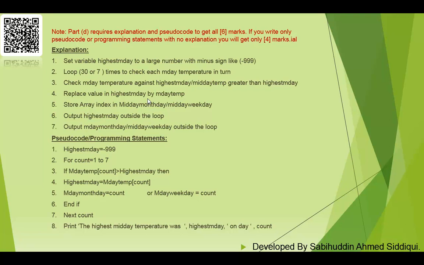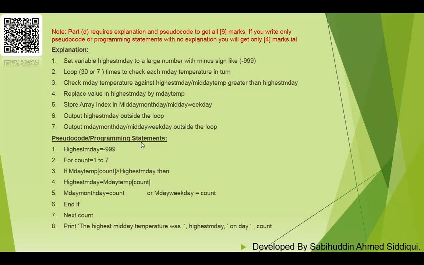Now replace the value in highest midday by midday temperature, then store the array index. Yes, this is the main problem here. Store the array index in midday month day or midday weekday. If you are calculating the month day, then you assign the array index with the midday of the month, or of the week. Then you output the highest midday, and the midday month day or weekday, outside the loop.